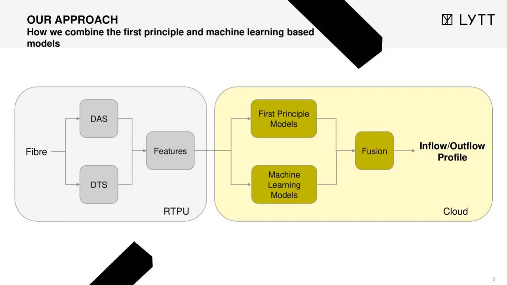On the cloud, we apply different models to the features. These models can be split into two main categories: first principle models and machine learning based models. First principle models are those based on the laws of physics. Char, as you are the expert here, can you please give an example of a first principle model?